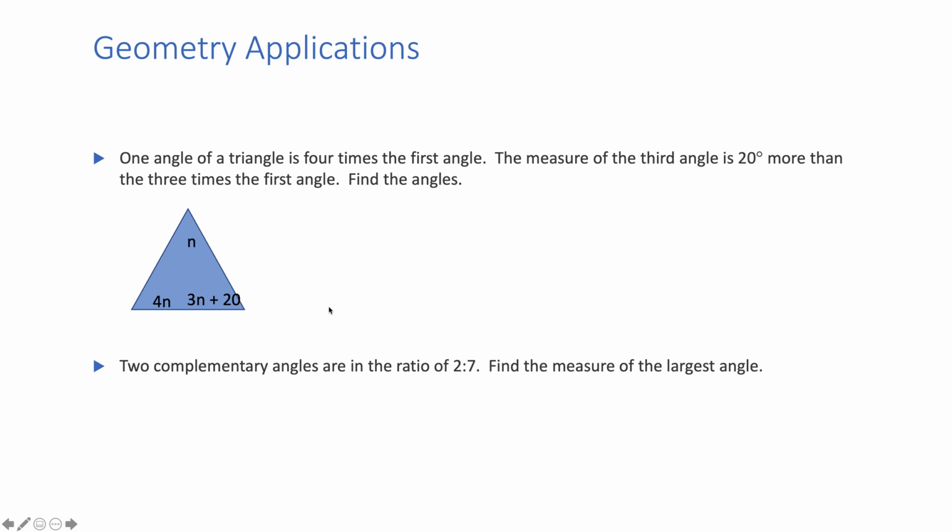So what I know about the 3 angles of a triangle is they all add up to 180. So n plus 4n, first angle, second angle, third angle, 3n plus 20, equals 180. 1n, 4n, and 3n add up to 8n. Plus 20 is 180. Subtracting 20 from both sides, I get 8n is 160. Dividing by 8, I get 20. But that's not the answer to the question.